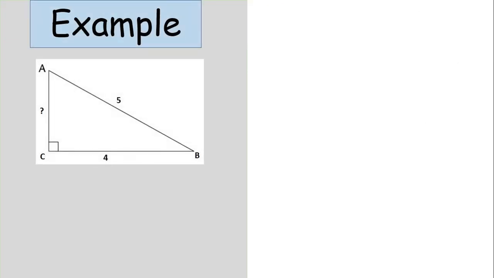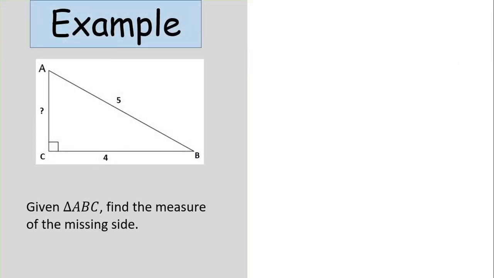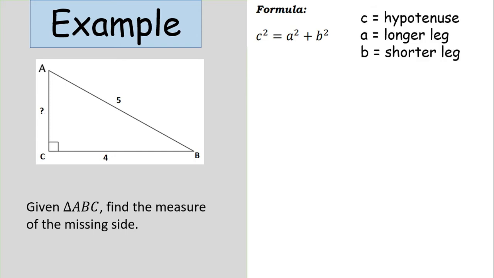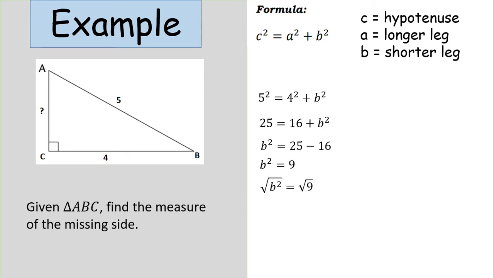Another example, ang hinahanap naman natin dito is the shorter leg. So, c squared is equal to a squared plus b squared. c is the hypotenuse, a is the longer leg, and b is the shorter leg. Now, substitute. 5 squared, the hypotenuse, is equal to 4 squared plus b squared. Then, find the value of b. So, you need to square root again. Our b is equal to 3. So, ganun lang yung Pythagorean theorem natin.